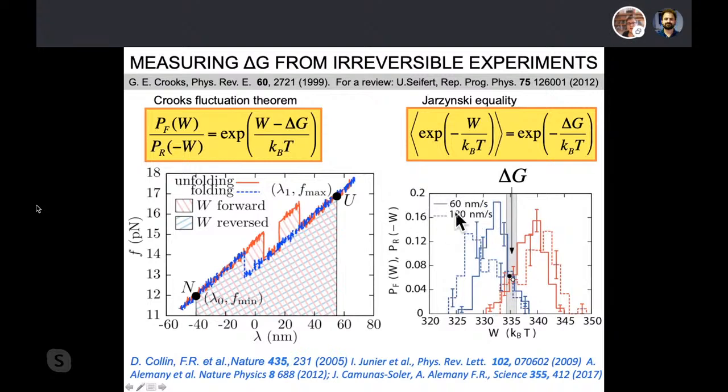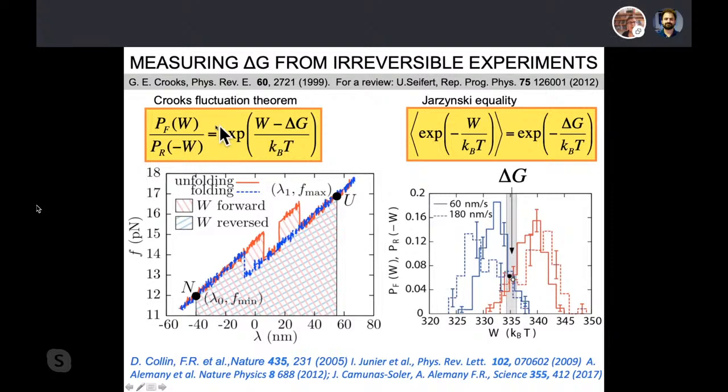Here I show you two pulling speeds. The continuous line is the lowest pulling speed, which is 60 nanometers per second, about 1 piconewton per second of loading rate. And here in dashed line, I show you a higher speed, 3 times faster, 180 nanometers per second. You see that at the lowest speed, the red continuous and blue continuous distributions are closer than for the higher pulling speed of 180, which is shown in dash. This is because the hysteresis increases as you increase the pulling speed.